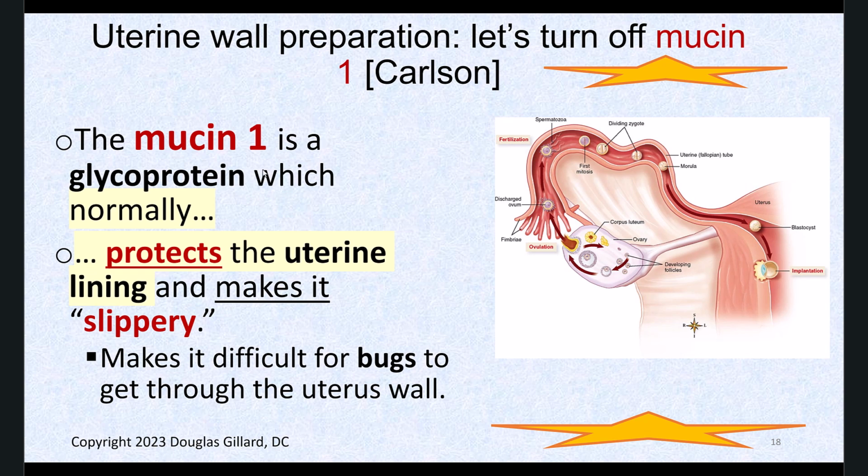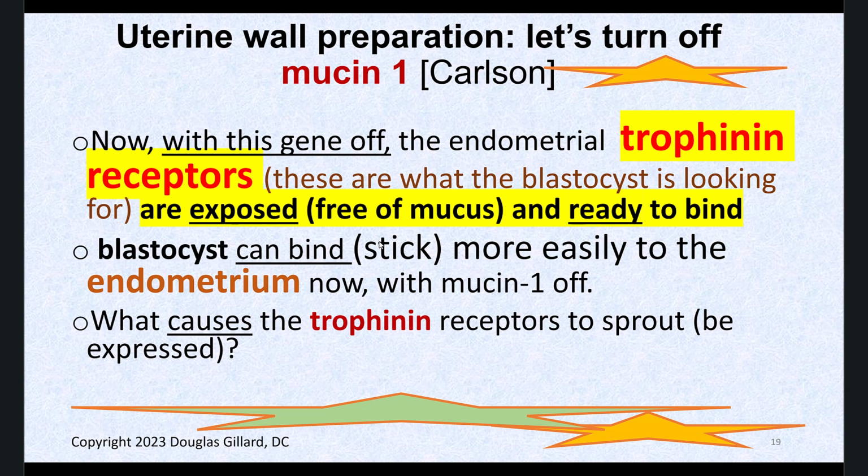So mucin 1, we talked about it. It's a glycoprotein that mixes with water, and it makes the endometrial lining mucousy and slippery and slimy. And we said, yep, bugs can't get into the endometrium and sperm and things like that. That all needs to be protected. But now we need to turn it off. With this gene off, some of the receptors can finally hook up. So we've turned it off now.